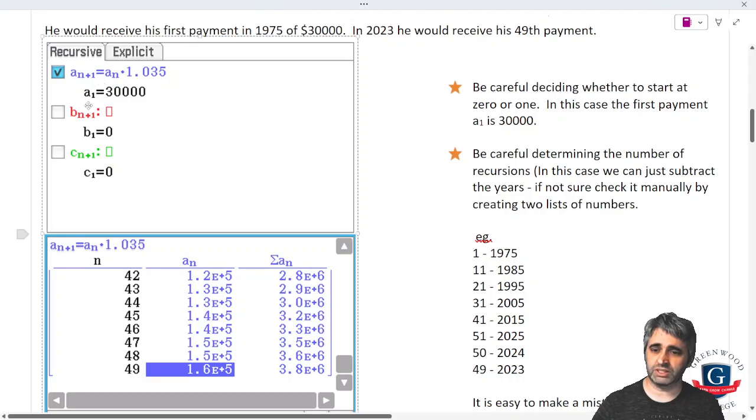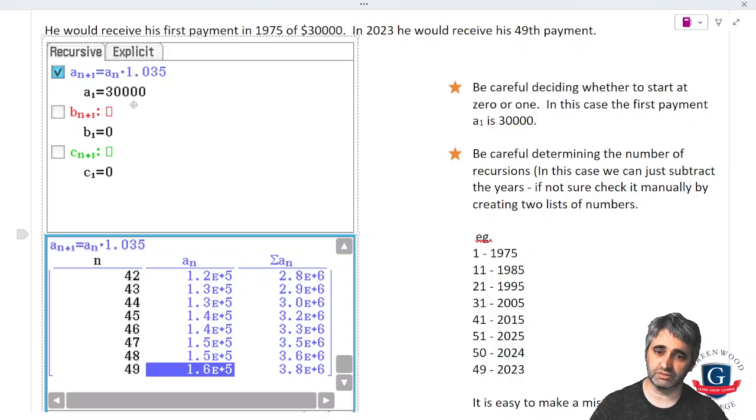And I've set A1 to be $30,000 because in this case, his first payment will be $30,000 at the end of the first year. It's not $30,000 at the start of the first year. So that being the case, A1 is 30,000.